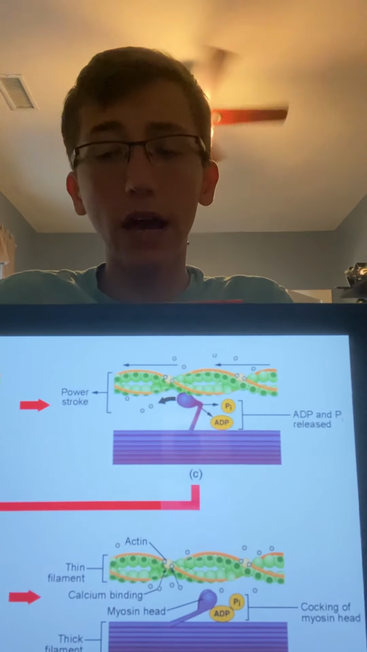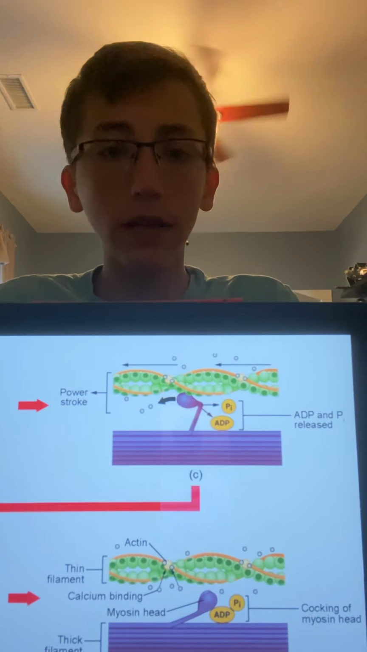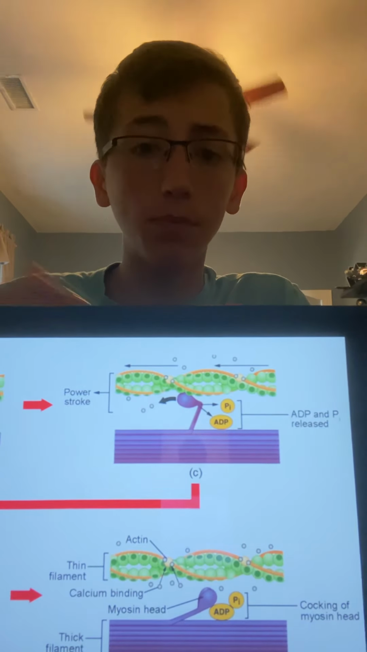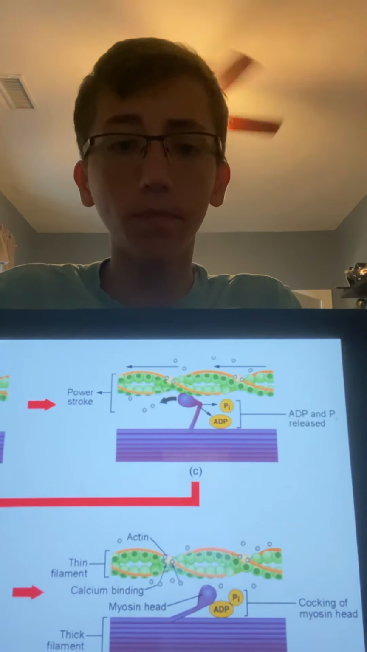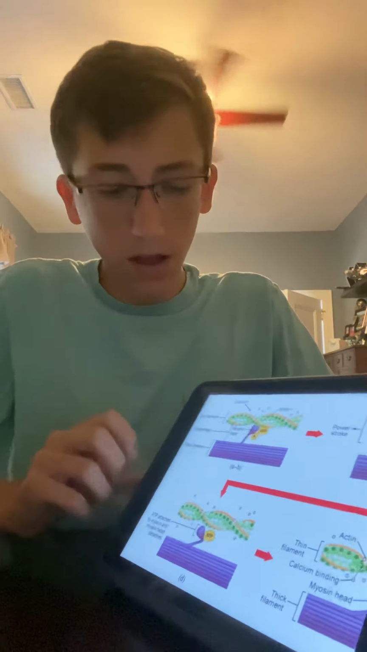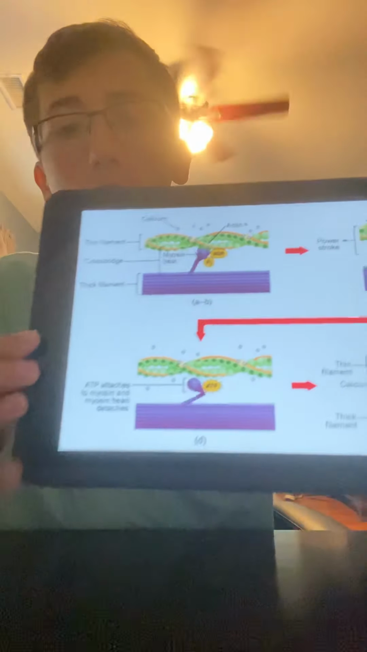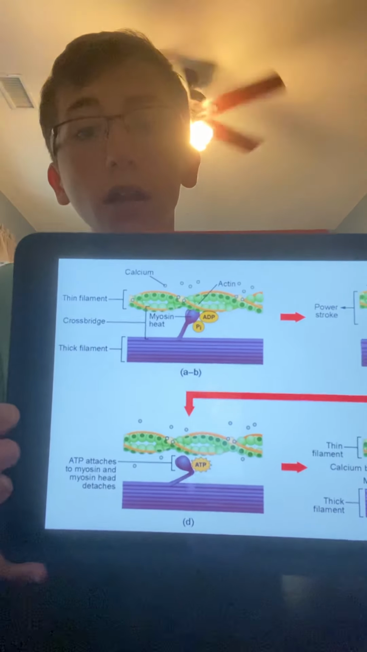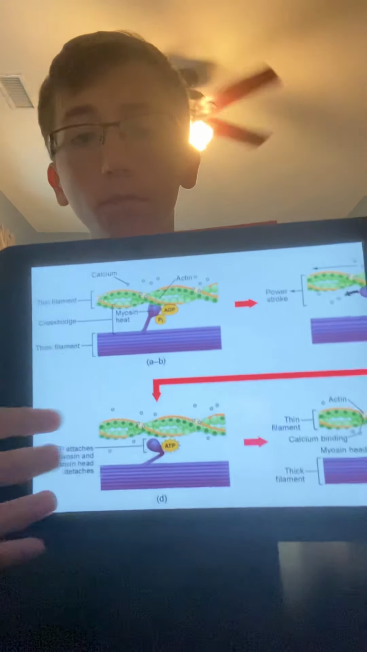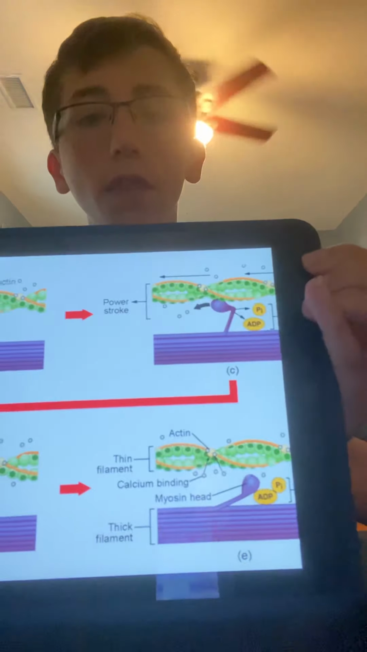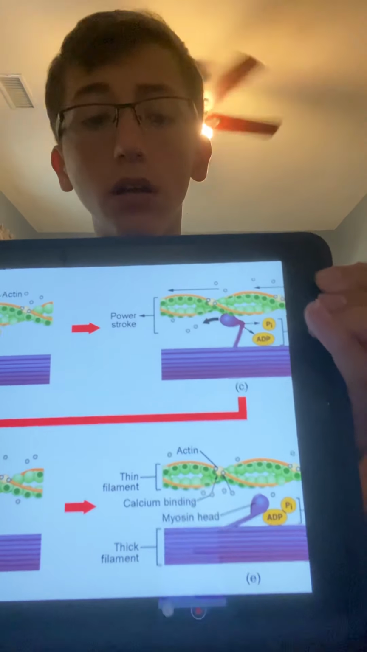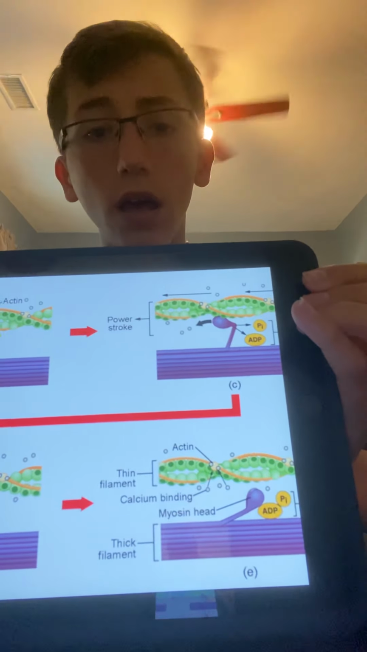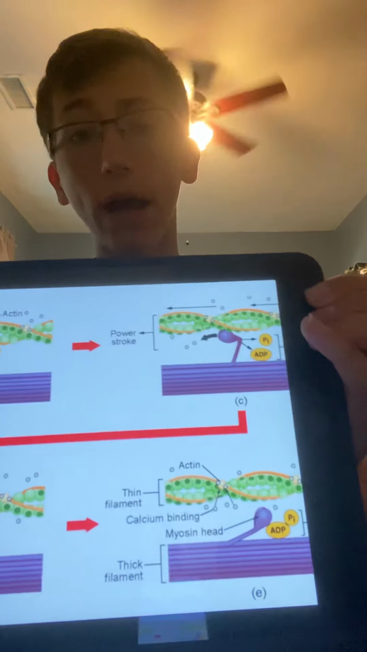Then the myosin head moves towards the center of the sarcomere, pulling the actin with it, and this is called a power stroke. And at this point, it releases ADP and phosphate. Then once the muscle gets where it needs to, ATP connects to the myosin head and detaches it from the actin. Then the calcium rebinds the tropomyosin on top of the connecting points of the actin, and they go back to the normal positions.